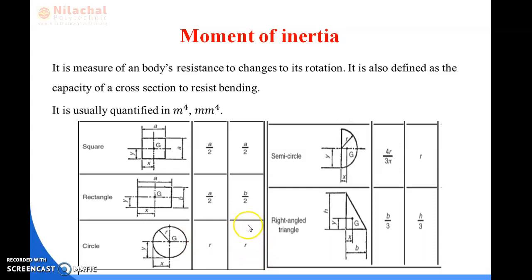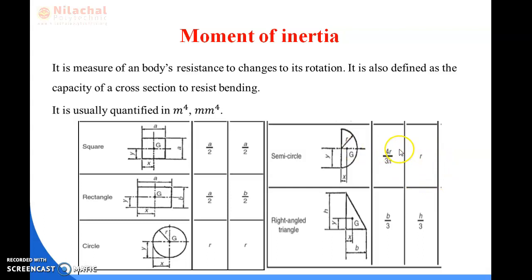Okay, so now see the semicircular. Here you can see in the x-axis this small portion, the value of this small portion is the center of gravity about the x-axis, which is 4r by 3 pi. Okay, 4r by 3 pi. But in the y-axis it gives the center of gravity value as diameter by 2, which is your r value.